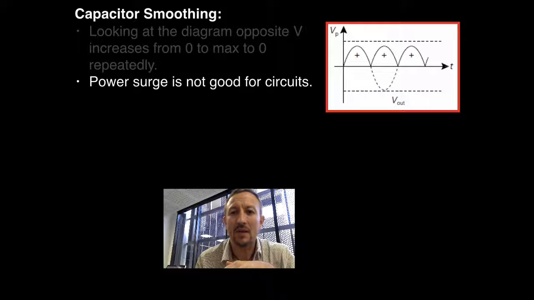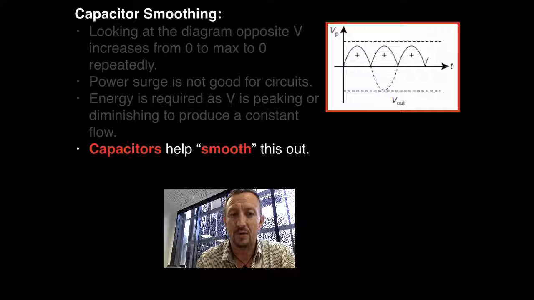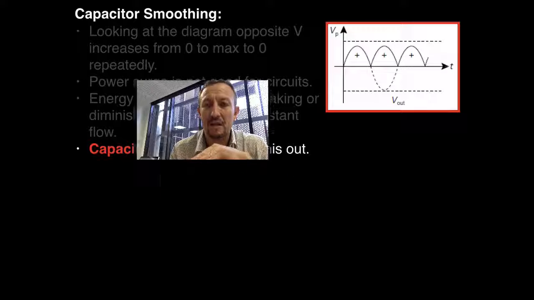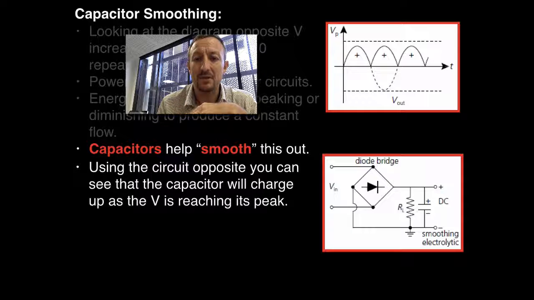So somehow we need to convert this graph into a nice horizontal line. So energy needs to be constant. We need to get this constant flow of energy. Remember, voltage is joules per coulomb. Now capacitors help us smooth out these humps so that we get this nice horizontal line, and this is the principle behind capacitor smoothing. Now how does it do this?